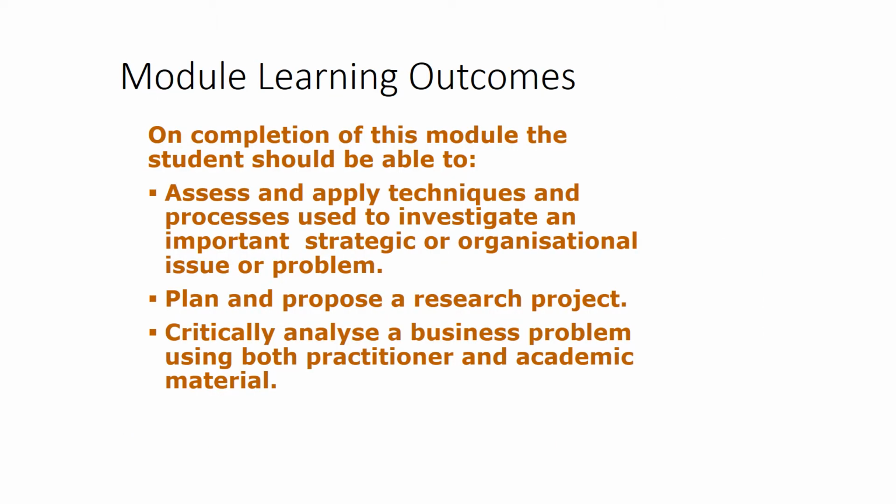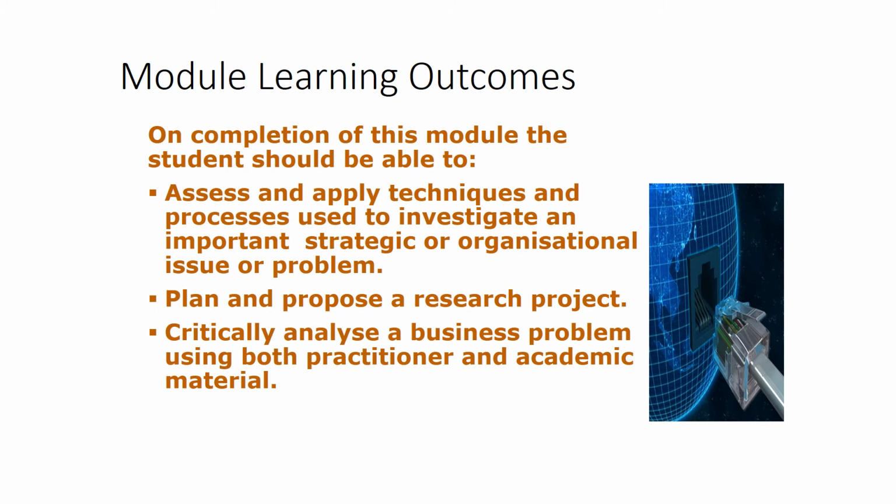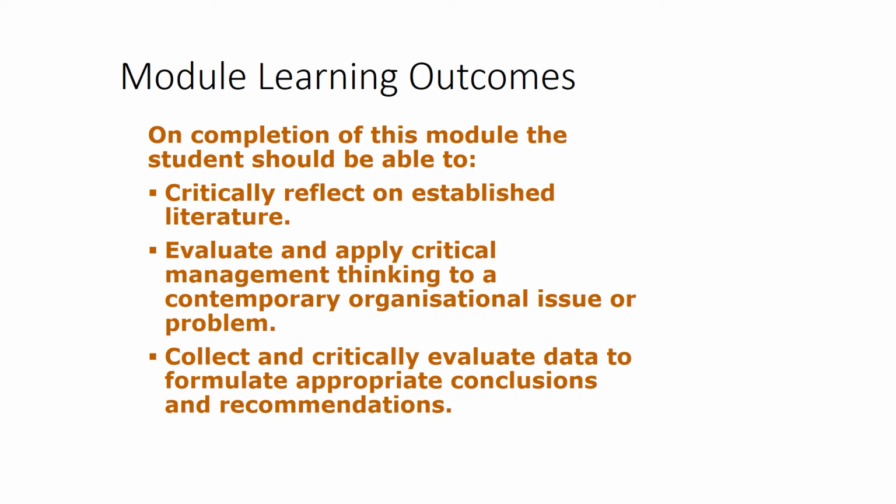So on completion of this module, some of the learning outcomes would include to assess and apply techniques and processes used to investigate an important strategic or organizational issue or problem. Plan and propose a research project and critically analyze a business problem using both practitioner and academic material. Module learning outcomes, part of it includes critically reflect on established literature, evaluate and apply critical management thinking to a contemporary organizational issue or problem, and collect and critically evaluate data, formulate appropriate conclusions and recommendations.